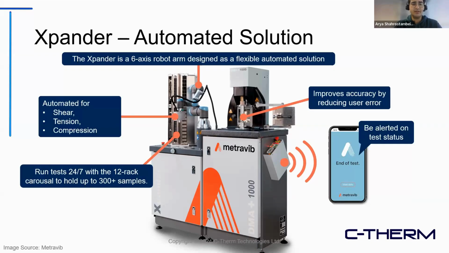You can see on the left-hand side the robotic arm, which is Expander. You can run the tests for DMA testing for deformations, including shear deformation, tension, and compression. This test can be run 24/7 without any limitation. All you need to do is put the samples in the sample rack on the left-hand side, and everything else will be done by your robotic arm. You can also monitor your testing on your smartphone, and it lets you know by text messages or emails the condition of the testing and how it is going.